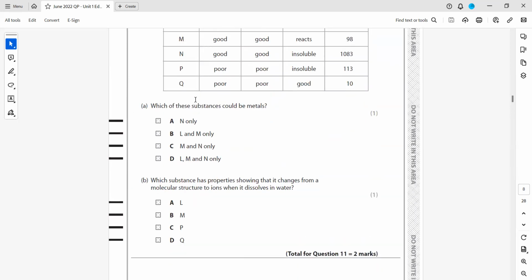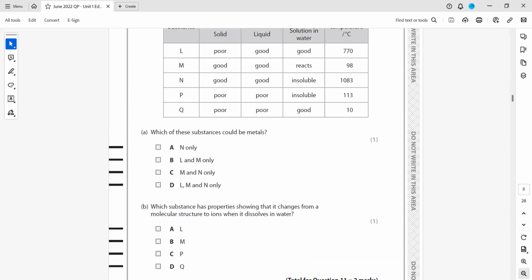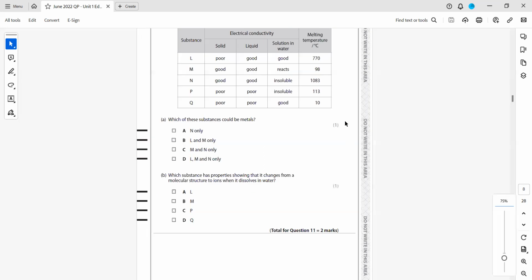Which substance has a property showing that it changes from a molecular structure to ionic when dissolved? First it is a molecular structure when it is not conducting, and then it starts to conduct. So first in a liquid state, like the molten state, it was molecular, not conducting. But when we dissolve it, it starts to conduct. So which substance starts to conduct? Q starts to conduct, because ionic structure means ions are free to move in a solution, so it starts to conduct electricity.